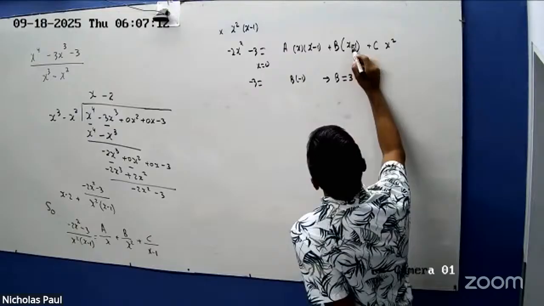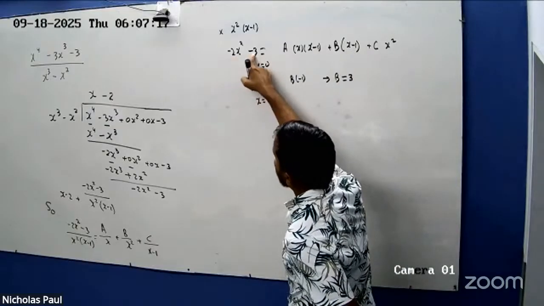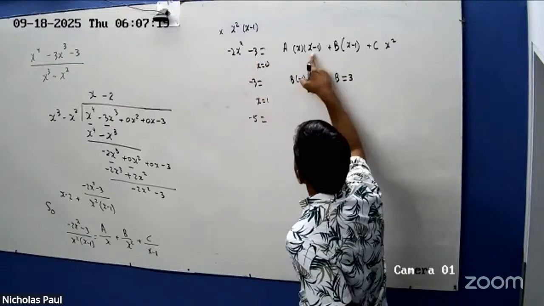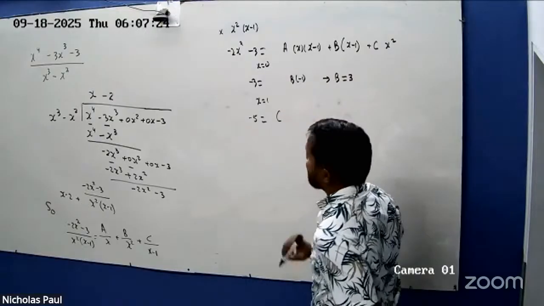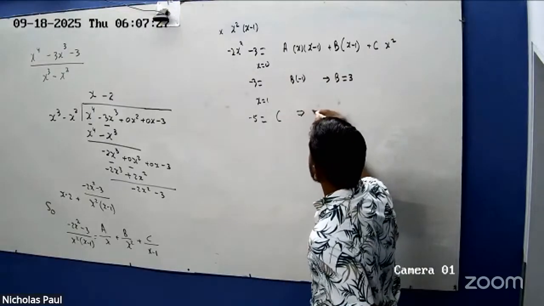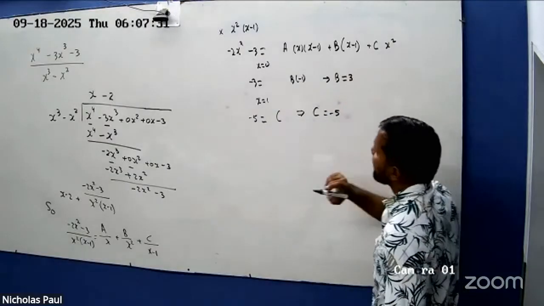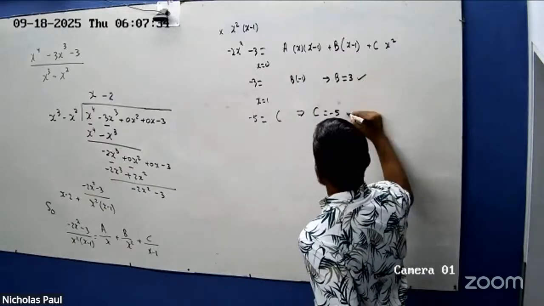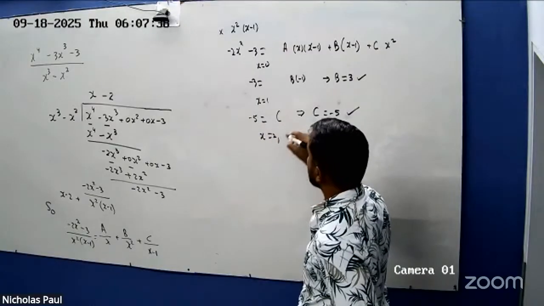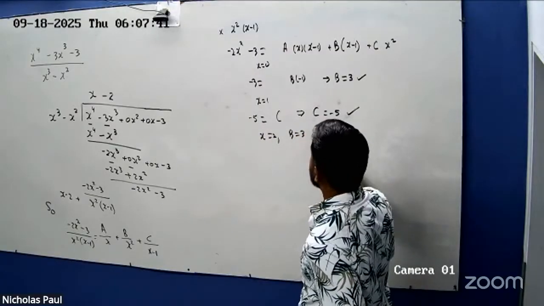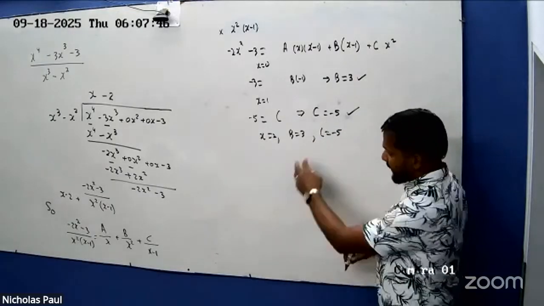Now I'm going to put x as 1. So if I put x as 1, I'll get minus 2 minus 3, which is minus 5. This becomes 0, this becomes 0, and I will get c. So c is minus 5. Right? There is no other value I could put. So because I already have b and I have c, I'll choose a random value like 2. So I'll choose x is 2, b is 3, c is minus 5. Okay? This is the second technique.